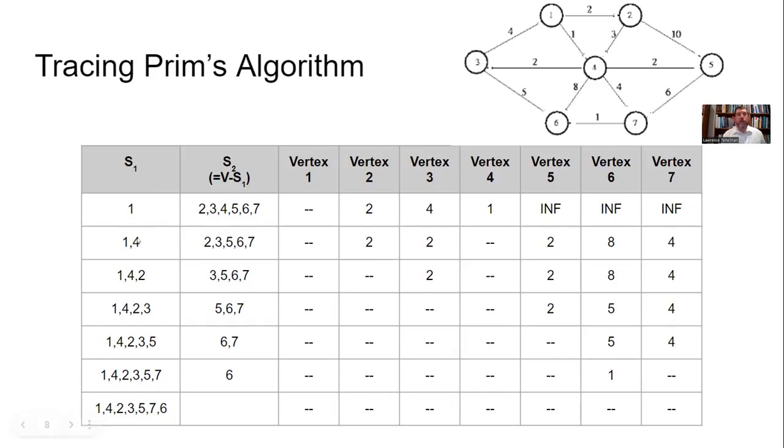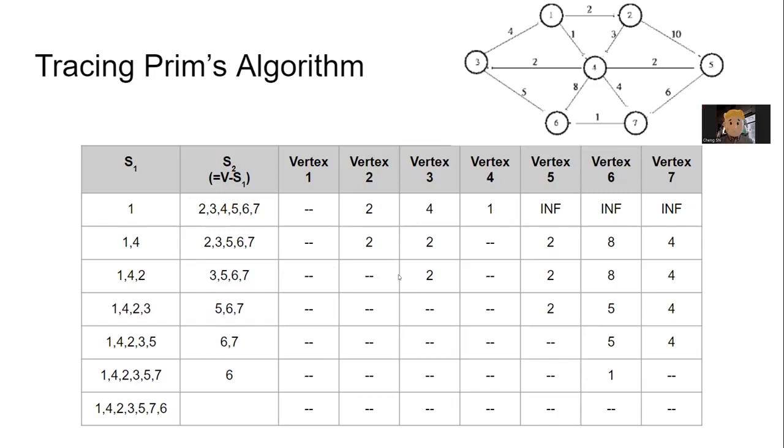So I can go from 4 to 3 with a cost of 2, and that's what happens here. I can go from 4 to 5 with a cost of 2. I can go from 4 to 6 with a cost of 8. I can go from 4 to 7 with a cost of 4. Which one am I going to choose next? Of all of these, which is the smallest? 2, 3, or 5. So I have 3 choices. Which one do I do? I just picked the smallest one.